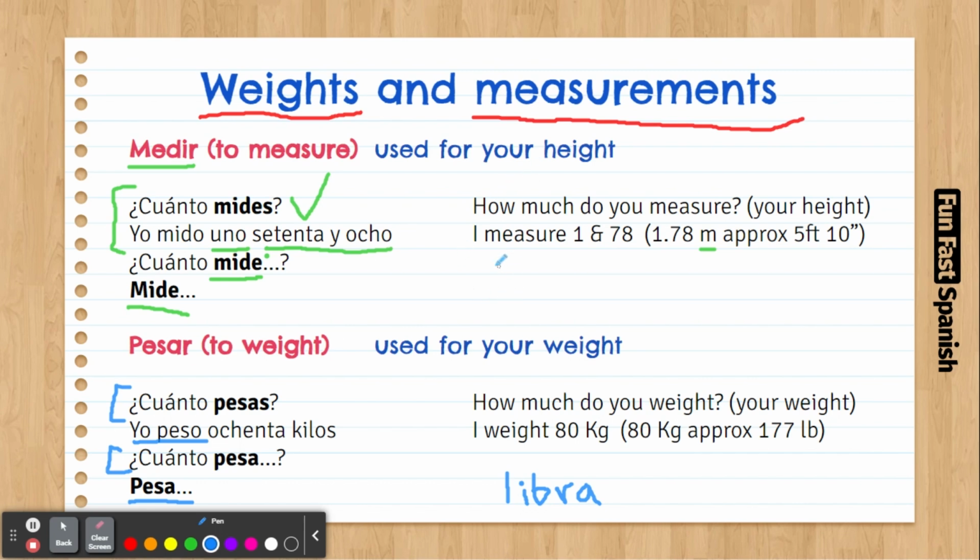So that's how we use the height and the weight. It's very different from English. We don't say what's your height, what's your weight. We say how much do you measure, how much do you weigh. So it's different, and the answers are different also. Like yo mido, it's like I measure, and then you put the distance, like the height, and yo peso 80 kilos. So that's how you use this.